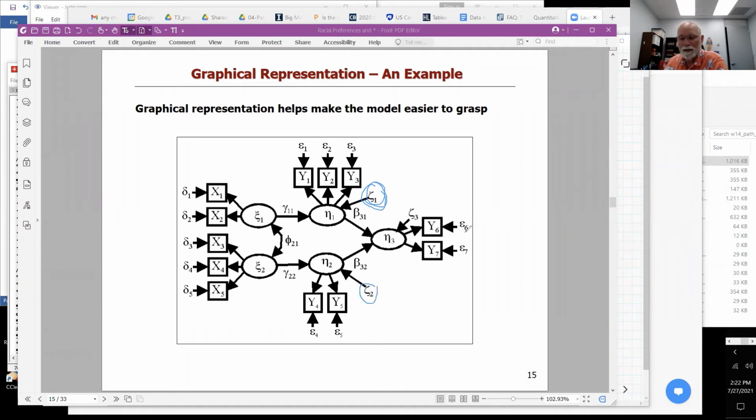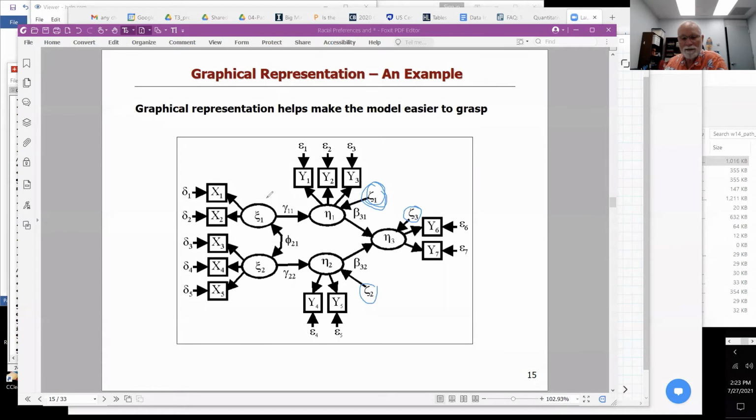Every latent endogenous variable, all of the ones with Greek letter etas, has an unexplained component. In OLS regression, that would just be 1 minus r squared. It's what you did not explain. So r squared tells you what you explained in the variation of the dependent variable, and 1 minus r squared is the unexplained variance.